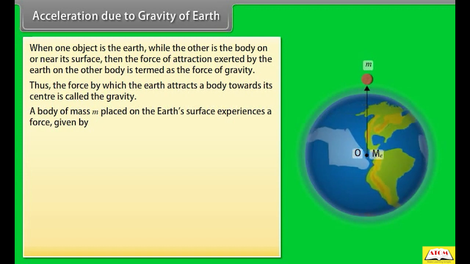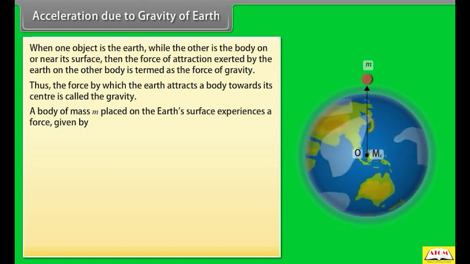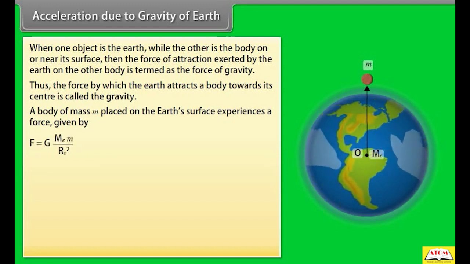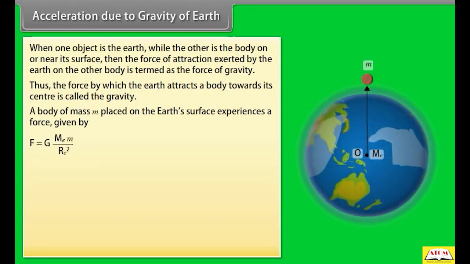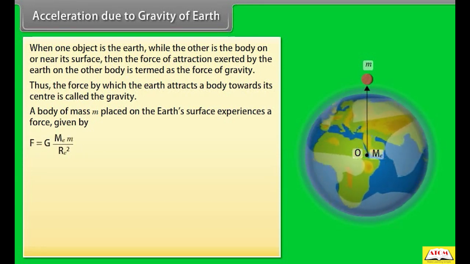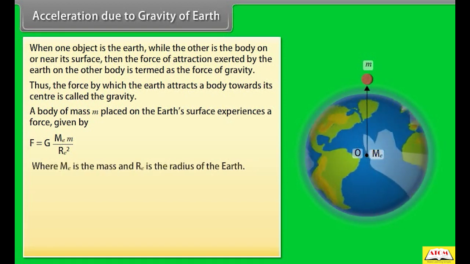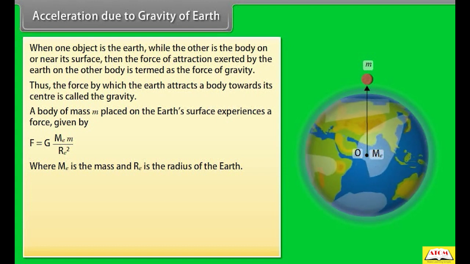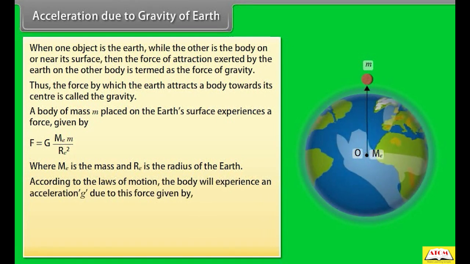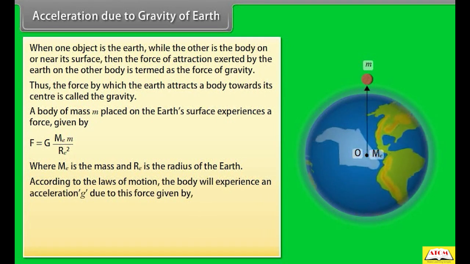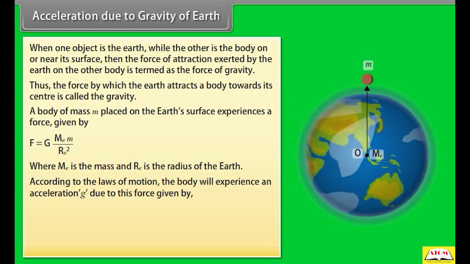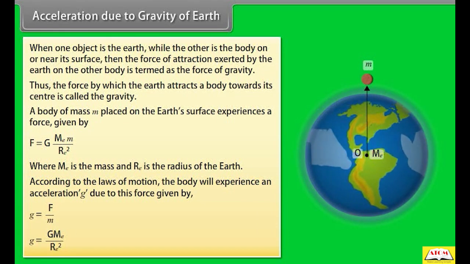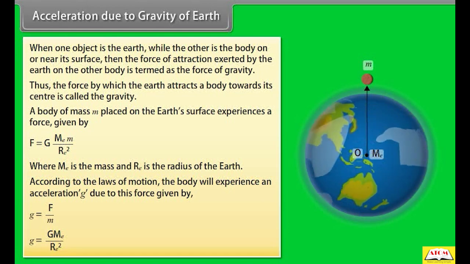A body of mass m placed on the Earth's surface experiences a force given by F is equal to G into Me m upon RE square, where m is the mass and RE is the radius of the Earth. According to the laws of motion, the body will experience an acceleration g due to this force, given by g is equal to G into Me divided by RE square.